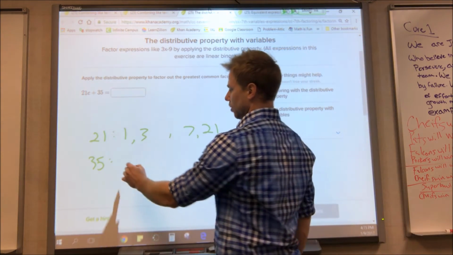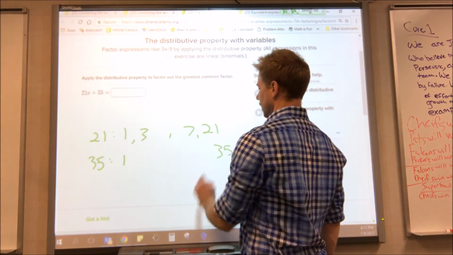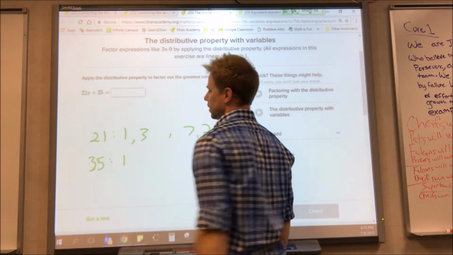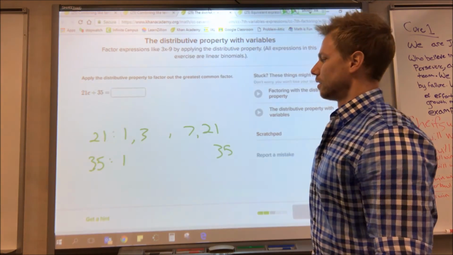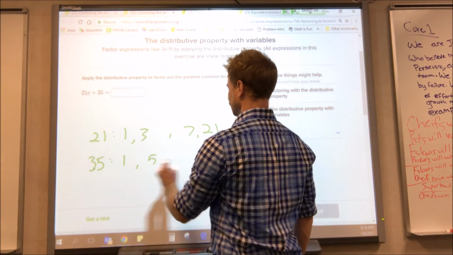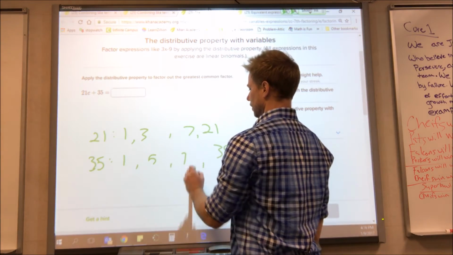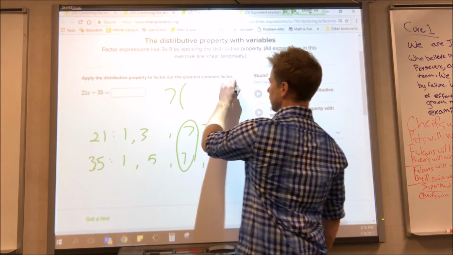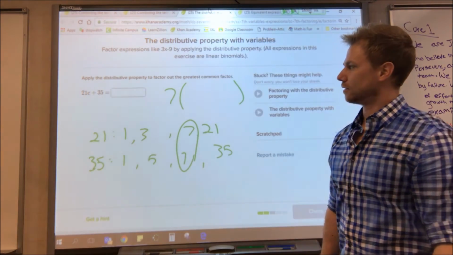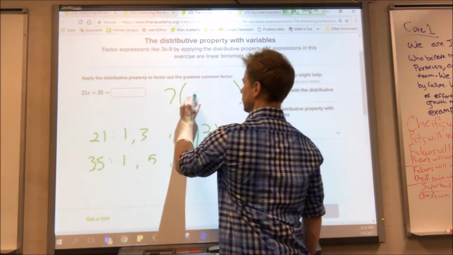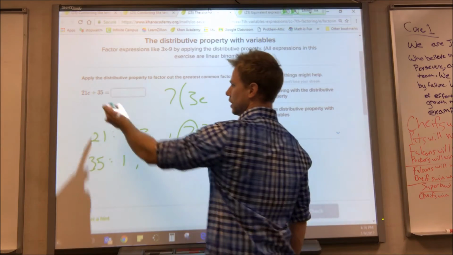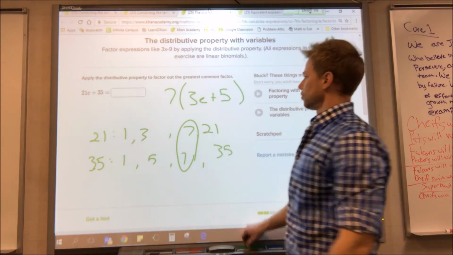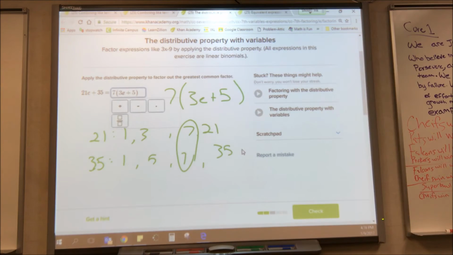So that's it. 1 goes into 35 35 times. 2 does not go into 35. 3 does not go into 35. 5 goes into 35 7 times. So the biggest number in both is 7. So that's our greatest common factor. It goes in front of our parentheses. 21 divided by 7 is 3, so it's 3e. 35 divided by 7 is 5. So this whole expression is our answer.